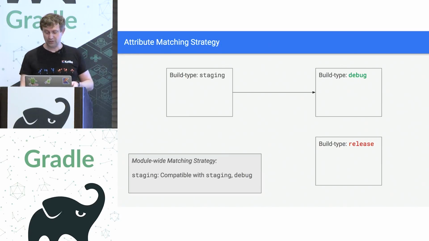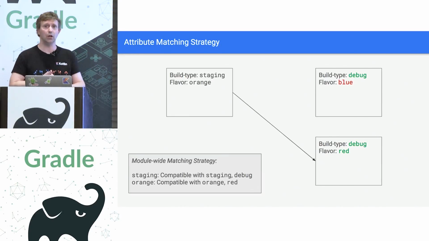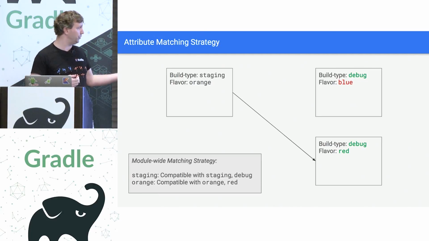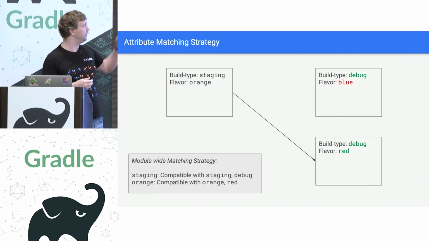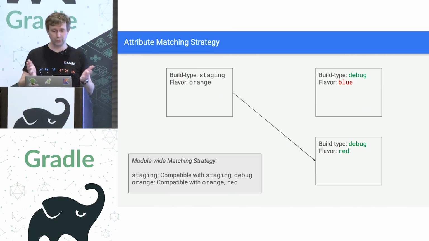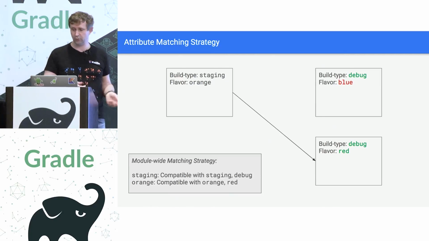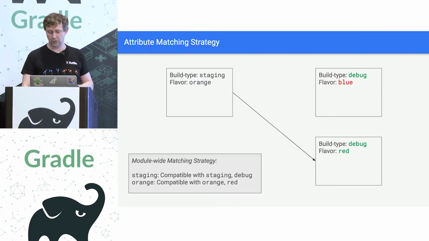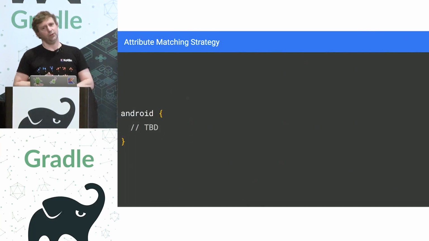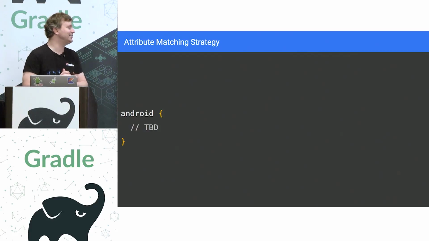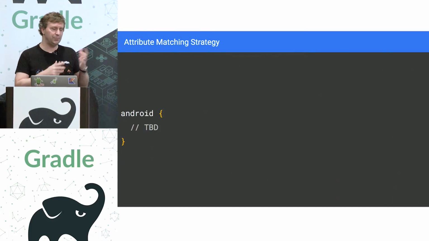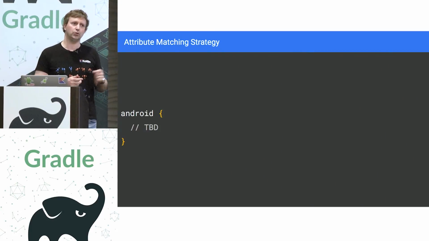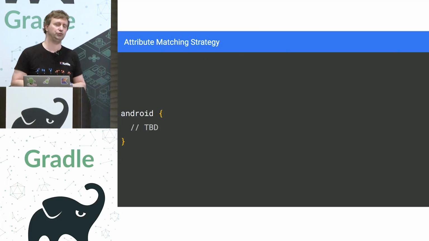And so that's for build type, but technically we might want to do the same thing for flavors, right? So here we say orange is compatible with orange or red, and so if you had a flavor, basically you're trying to build staging orange and it's going to pick debug red instead, right? We could do that. So how do we do that? You can't do that. So the API is there in 4.0, but it's missing one small thing in order for us to do it.